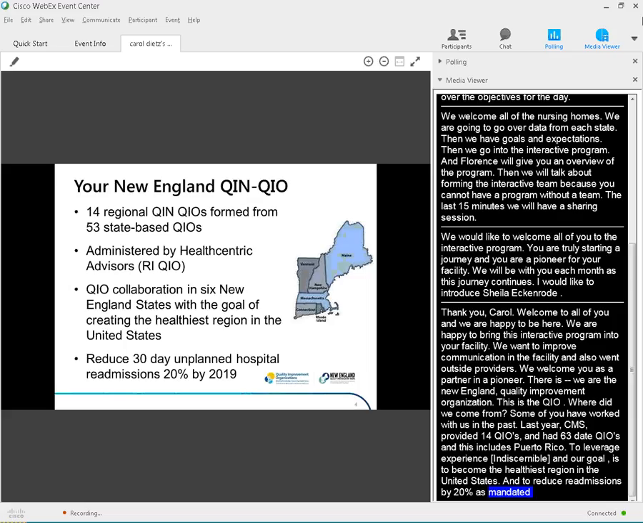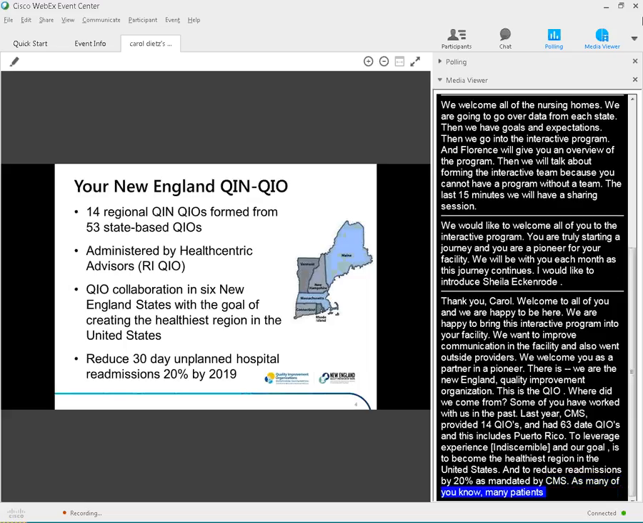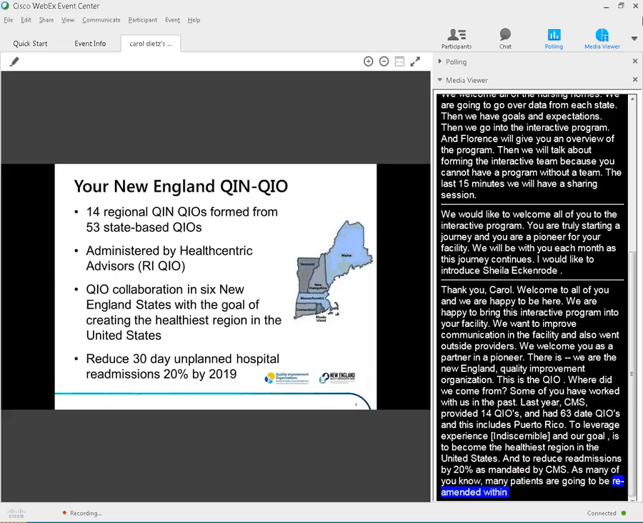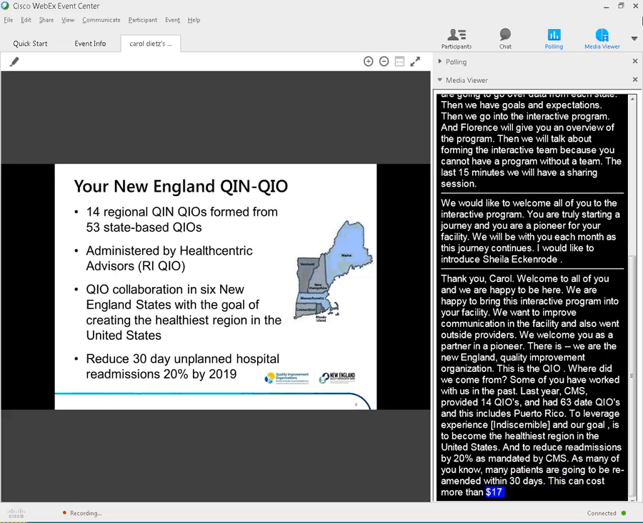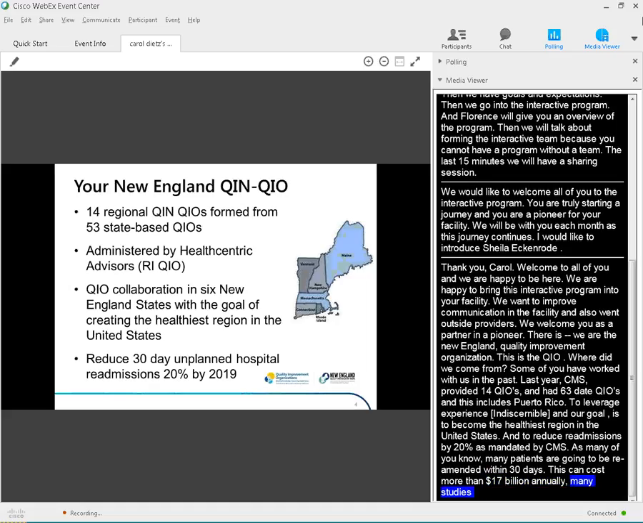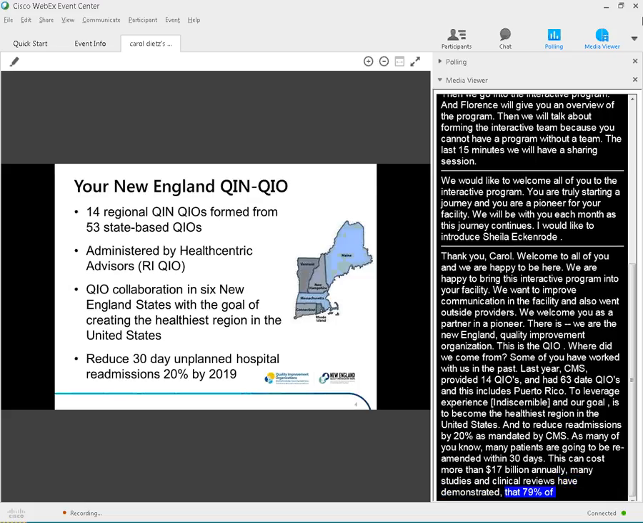As many of you probably know, up to 1 in 5 nursing home patients will be readmitted to the hospital within 30 days of their initial admission. Unplanned readmissions cost more than $17 billion annually, and numerous studies and clinical reviews, which you might have also read, have demonstrated that up to 79% of unplanned readmissions are preventable. And those studies were conducted by clinicians, nurses, and doctors reviewing cases on a case-by-case basis.